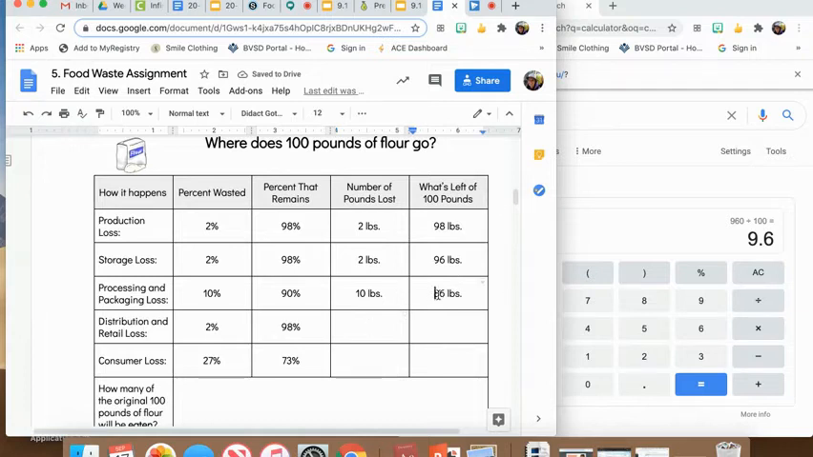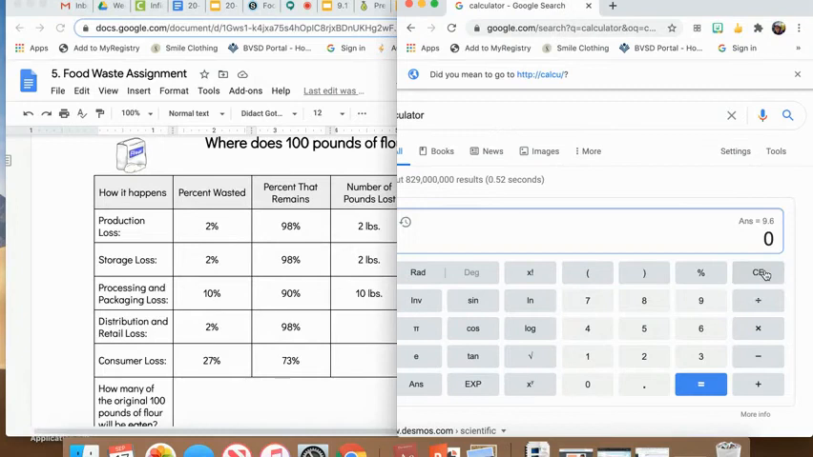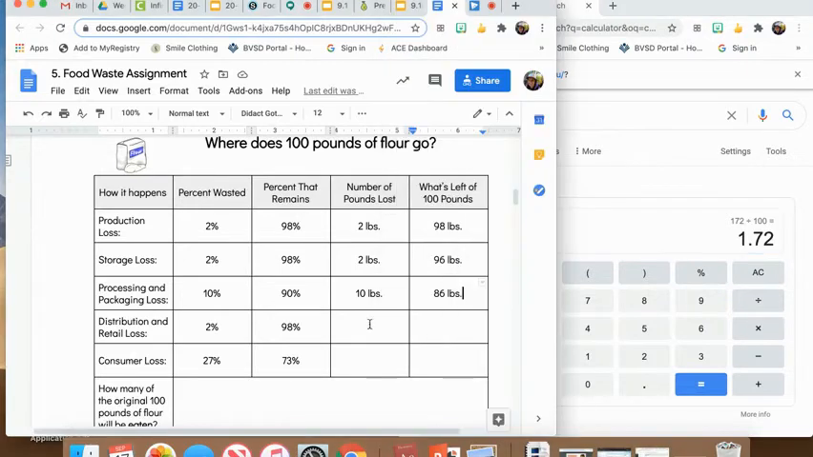Okay, so now I'm going to take 86 times 2 divided by 100. 1.72, we're going to round up to 2. So that would be 2 pounds lost. And if we had 86 and now we lost 2, that would put us at 84 pounds.